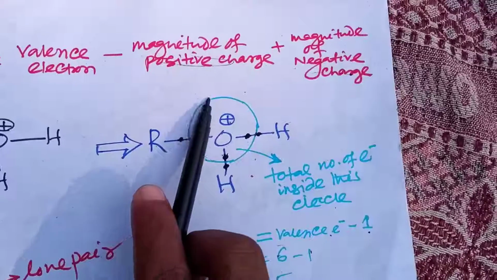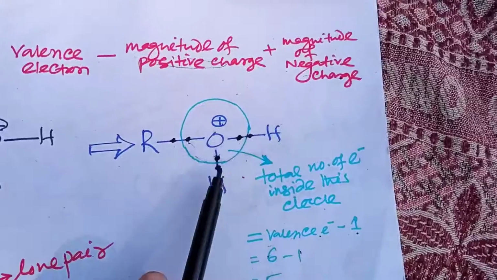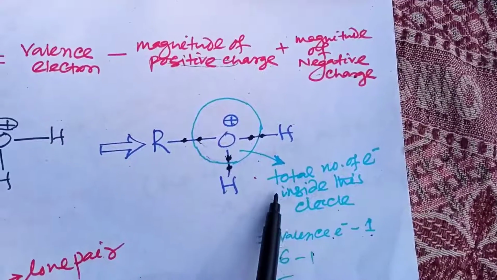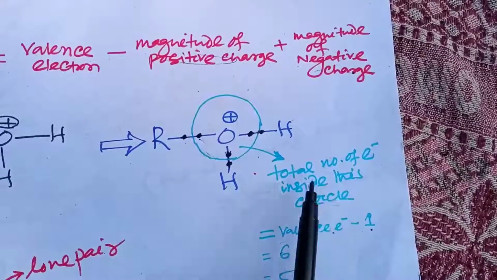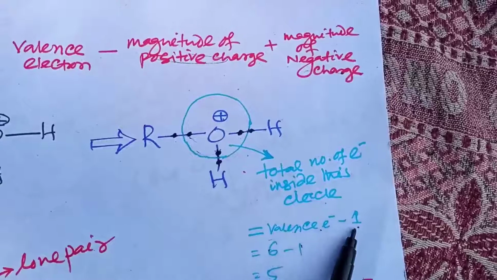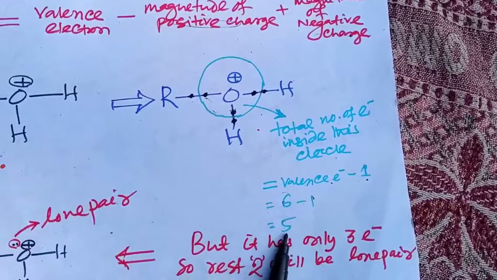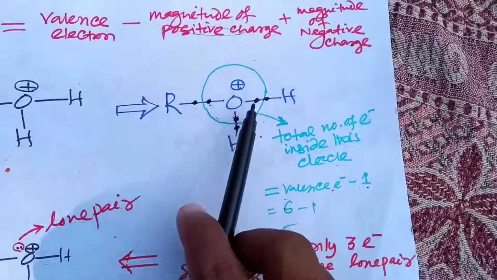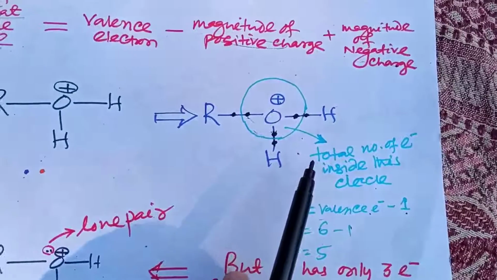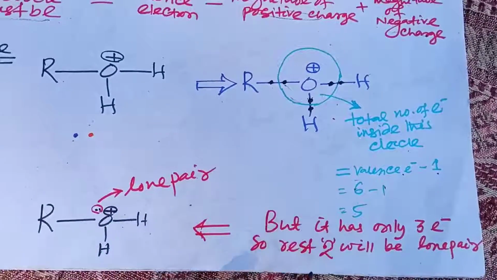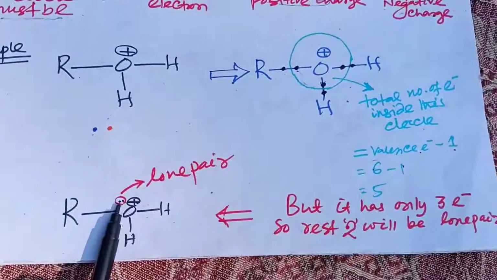So we make a circle around this oxygen atom including its own electrons, and within that circle the total number of electrons must be the valence electrons minus, since it contains a positive charge, you have to subtract it. That means valence electrons is equal to 6 minus 1, that will be 5. But within this circle there are only 3 electrons present, so the rest of the 2 electrons will be acting as a lone pair. So it contains only 1 lone pair.